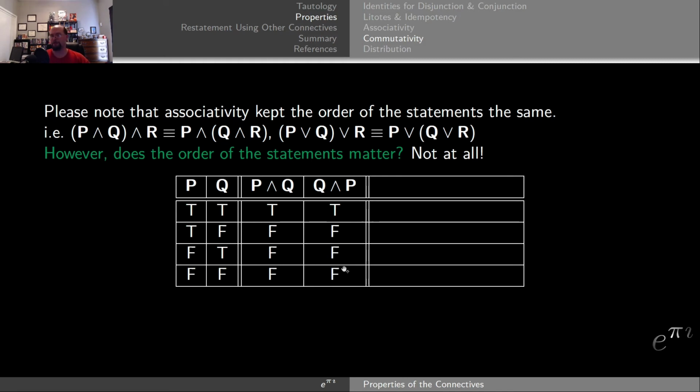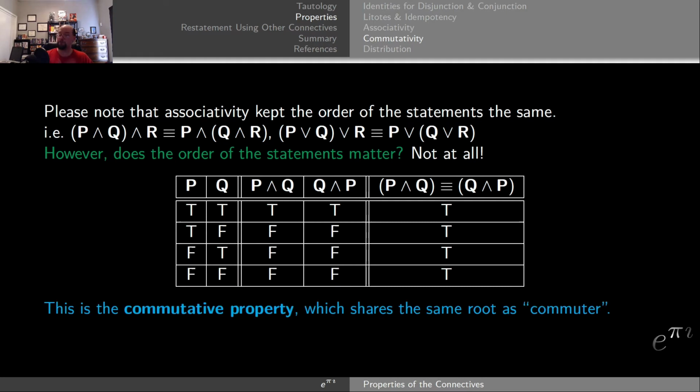Notice these two columns are identical. So if I look at the equivalence, true equivalent to true is a true statement, false equivalent to false is a true statement, false equivalent to false is a true statement, and false equivalent to false is a true statement, giving me a tautology. So indeed, the order of the operands themselves does not matter. This is what we call the commutative property. Commutative because it shares the same root as commuter. They have commuted, they have physically changed locations from one place to the other place. Thus, we call this the commutative law.